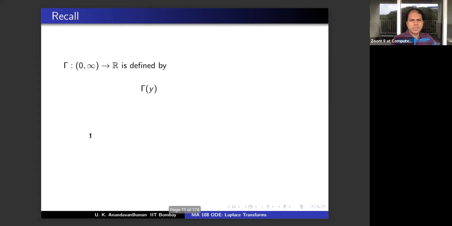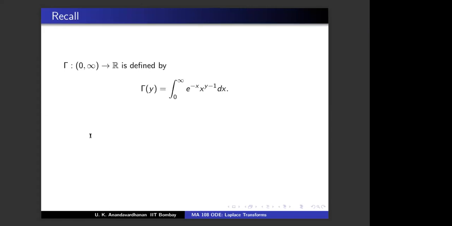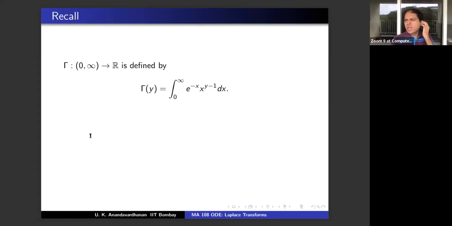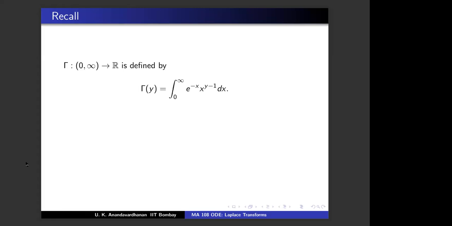The gamma function was defined like this, and we used the gamma function. What was a crucial step in proving the convergence? I did not do it all that rigorously, but I gave you the main hint. What was a crucial step in proving the convergence of this integral? We broke it into two parts, 0 to 1 and 1 to infinity. And what were the best parts to take?